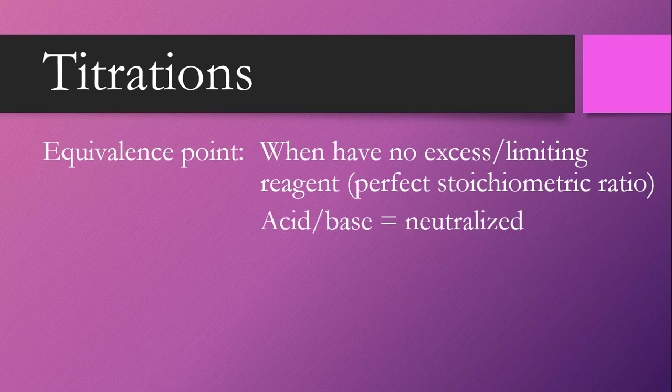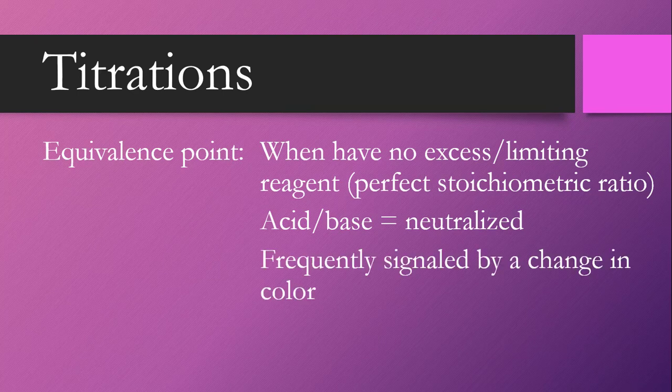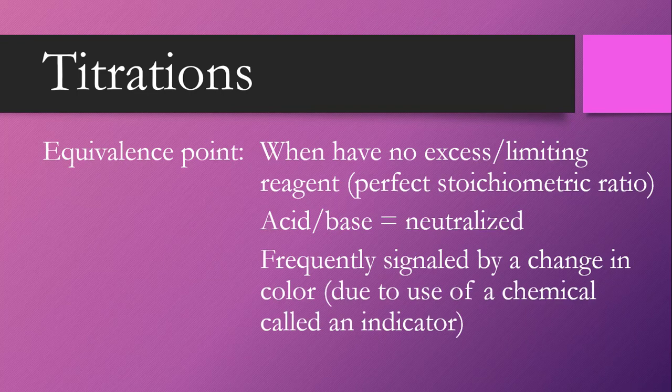When you're talking about acids and bases, you then say that the analyte has been neutralized. Now, the equivalence point is frequently signaled by a change in color of the analyte, and that color change is frequently due to the use of a chemical called an indicator, of which you only use 1 or 2 drops and it does not affect the overall reaction.